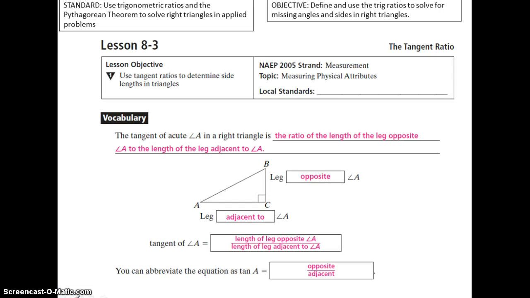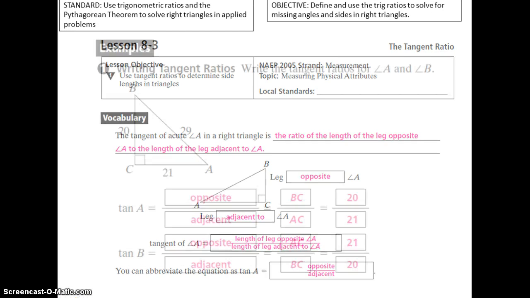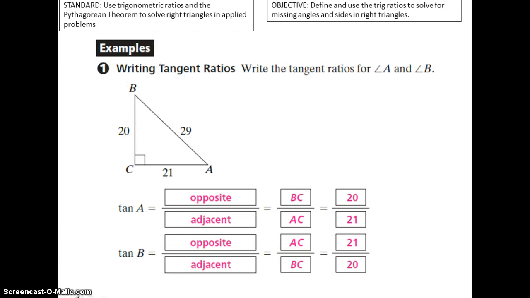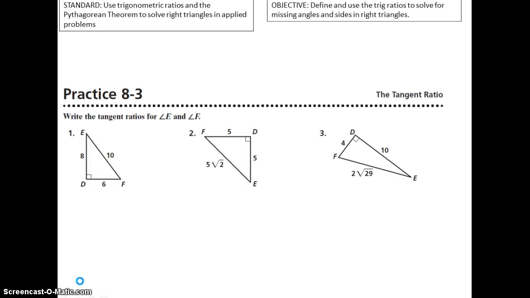Here's some notes you're going to need to fill in. I'll leave that to you. More notes, again, talking about the tangent of A and the tangent of B. This is angle A, so we've got 29 over 21, and so forth. This is the work that you're going to need to do.